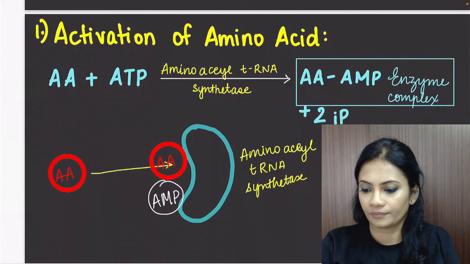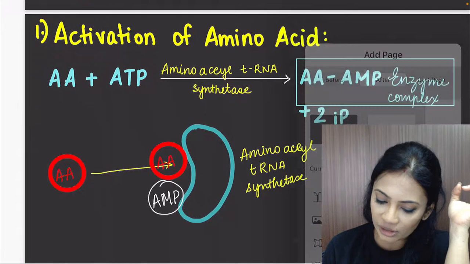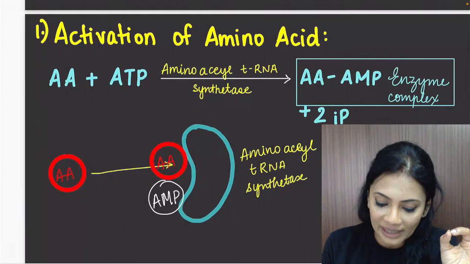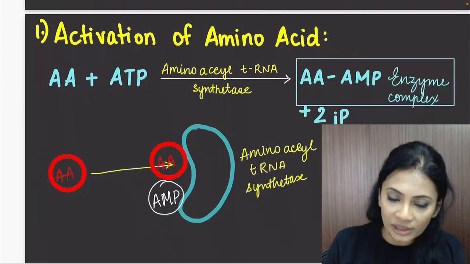Now, how do we activate the amino acid? What do we need to do first? The amino acid needs to be activated. So we will attach it with the adenosine triphosphate. Now, in this adenosine triphosphate, two phosphates are used up. So what are you left with? You want to attach the amino acid with the enzyme.